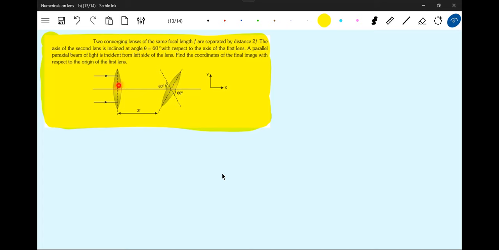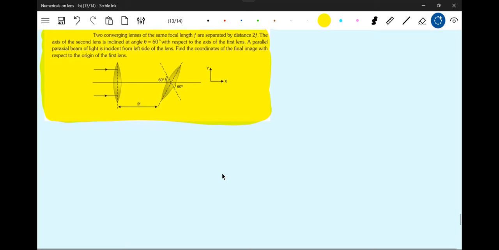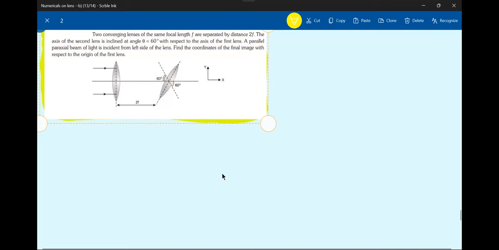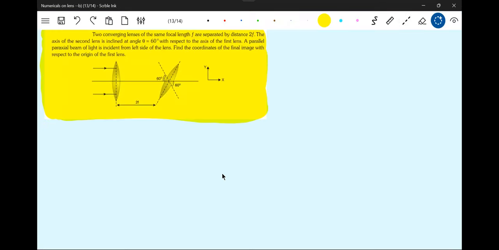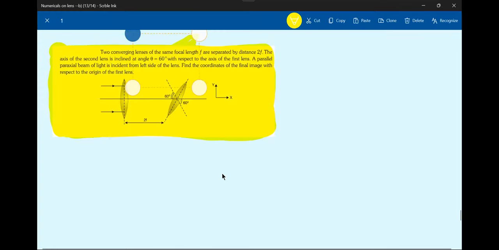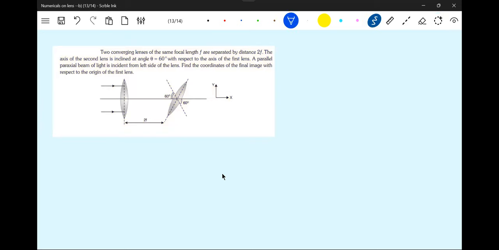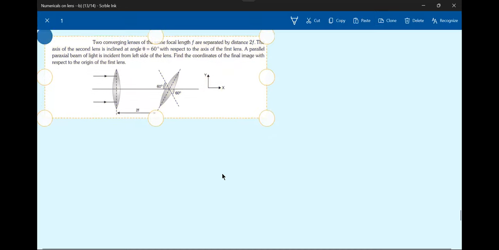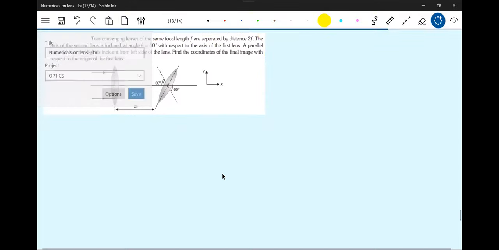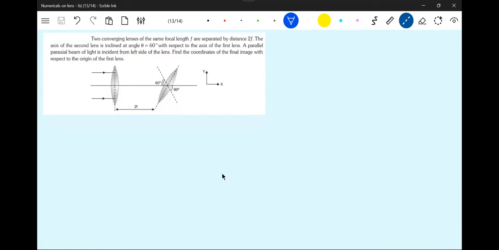Okay, now we'll see this one. So where are the rays after refraction? I think I should draw the diagram. No other way. Okay, let's try. Ray optics is very difficult, especially for me. I have to draw the ray diagram.